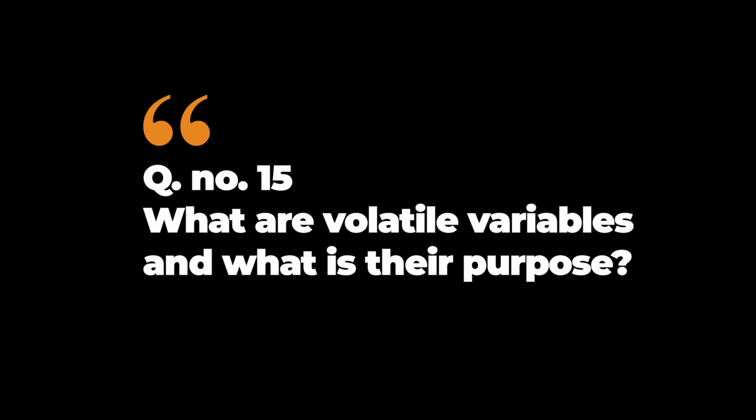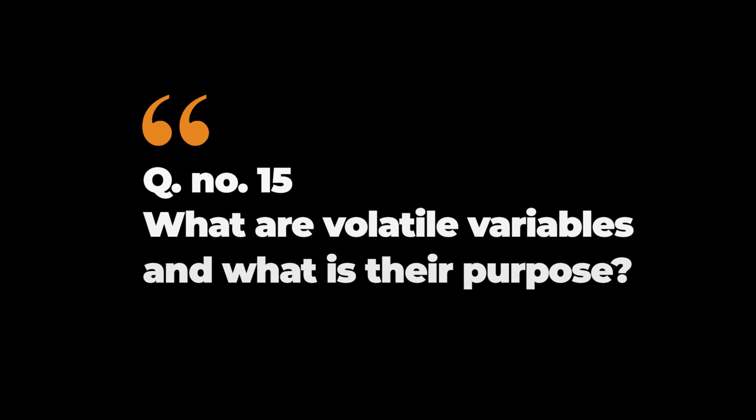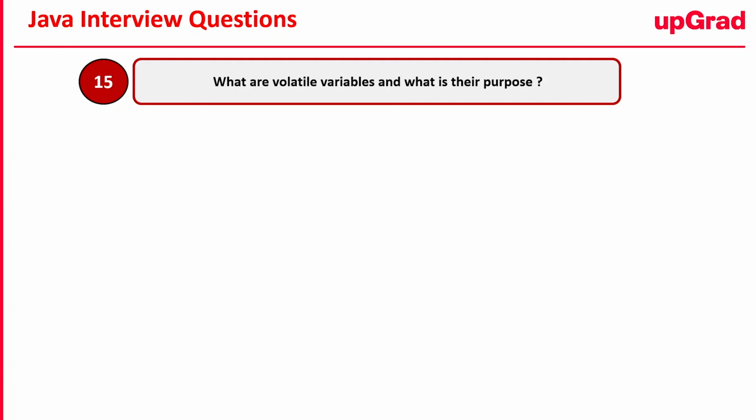Now coming to question number 15, which is, what are volatile variables and what is their purpose? When you're asked about volatile variables in a Java interview, the interviewer is testing your understanding of memory visibility in multithreading. Here's how you can explain this type of question.